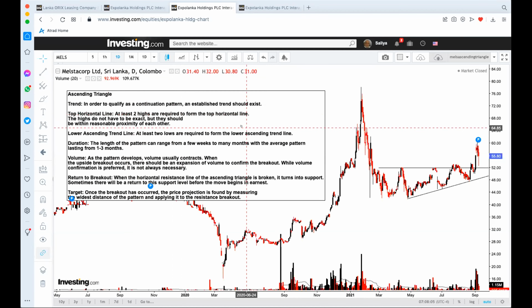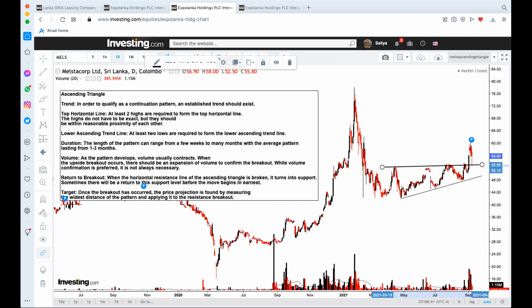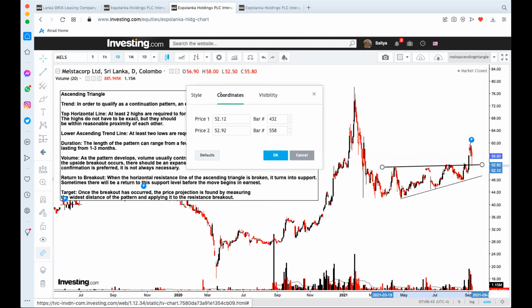But in this case, where I have drawn this horizontal line, let me draw that again by using the line here. I'm making use of the high here, which is at 5190, and the high here. I will draw the line and then go to the format, go to the coordinates and make it 5190.